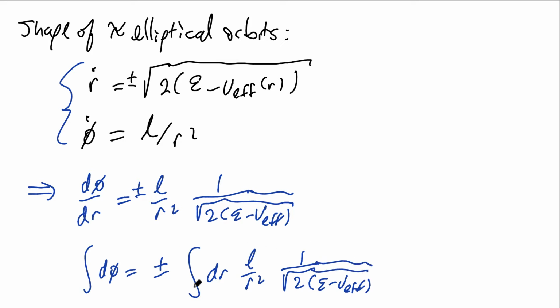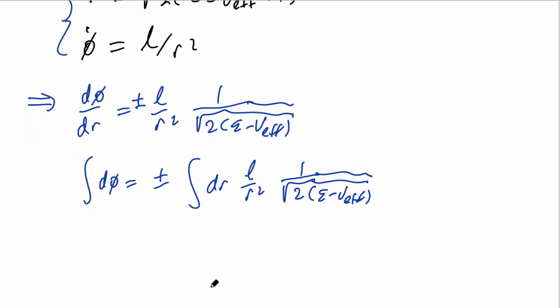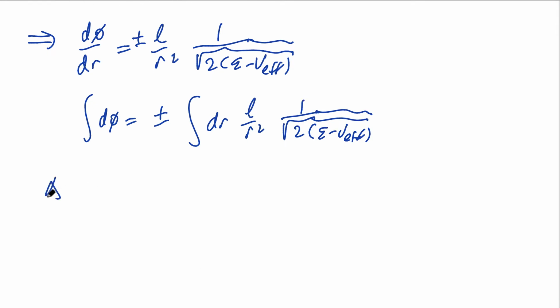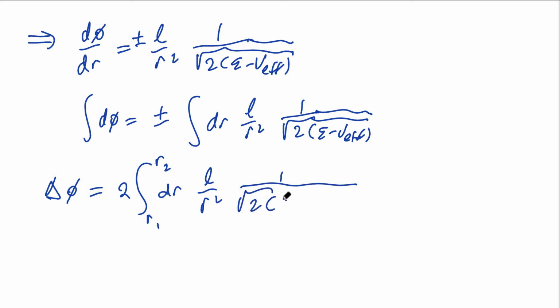Now what we would like to do is compute the angle that the particle or planet moves through as it moves from the inner turning point R1 to the outer turning point R2 and then back again. And that angle is just twice the angle it moves through as it moves from the inner turning point R1 to the outer turning point R2. So let's call that angle delta phi, and it's just twice the integral from R1 to R2 of dr L over r squared times 1 divided by the square root of 2 times E minus V effective. And this is the change in angle that's equal to 2 pi in the Newtonian case.